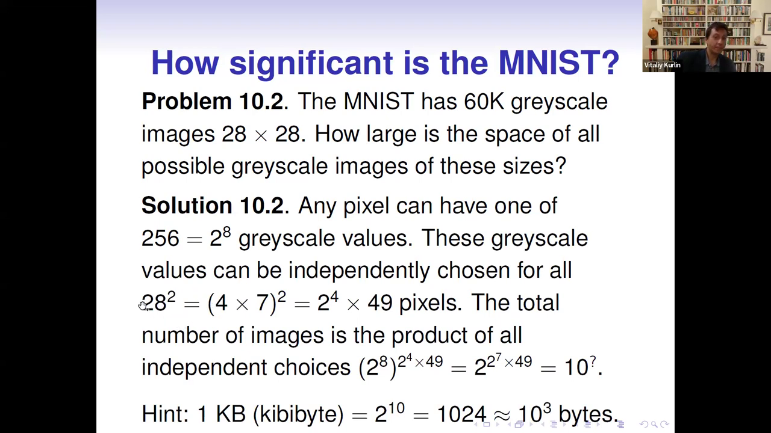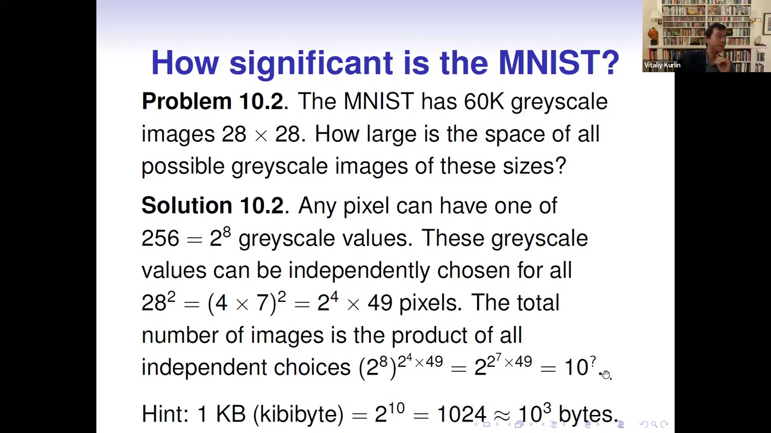The number of pixels is 28 squared, right? And I don't even compute it explicitly. I prefer to keep everything with simple factors. So the total number of images is the product of all these independent choices: 256 choices for every pixel. So this is 2 to this power, which I propose you estimate quickly.